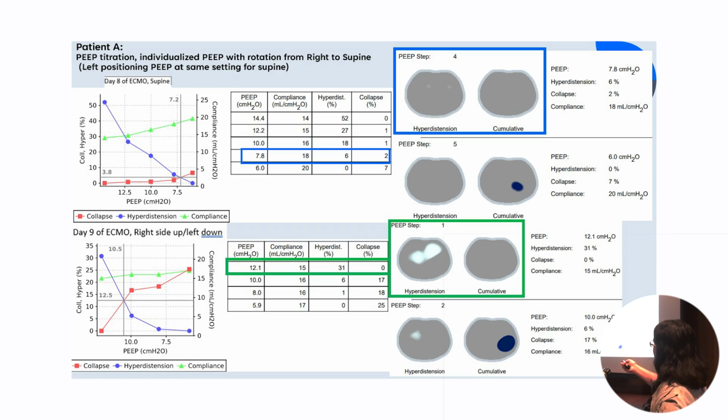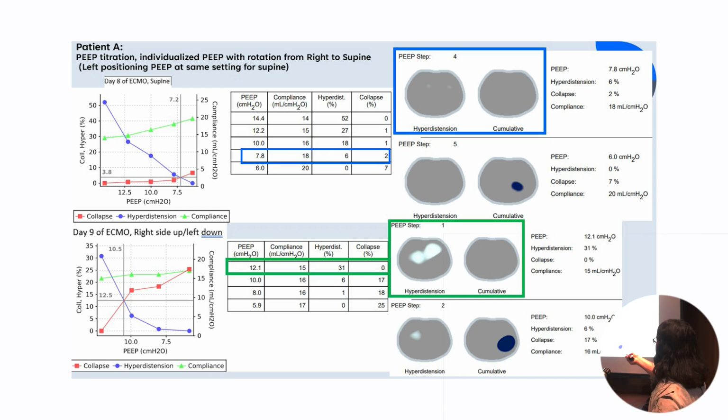And so if you might have somebody that is usually a fan of higher PEEP, it's not always the best. Because look, if we were to have cranked this person up, and they're just like, oh, just go up by a PEEP, look at that amount of hyperdistension that we're getting, 27%. And then if you had somebody that's really froggy, 52%.